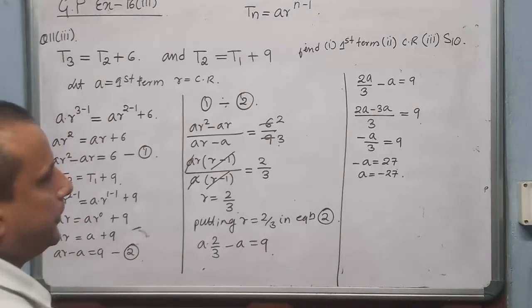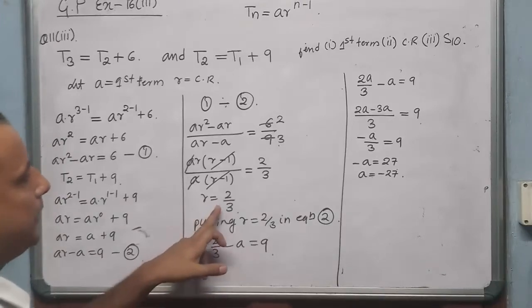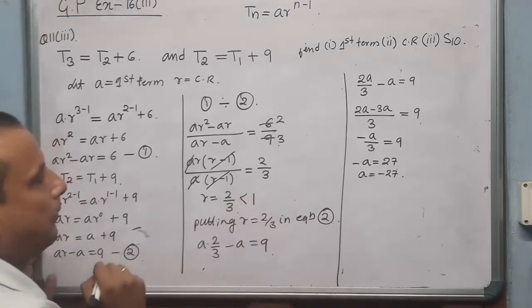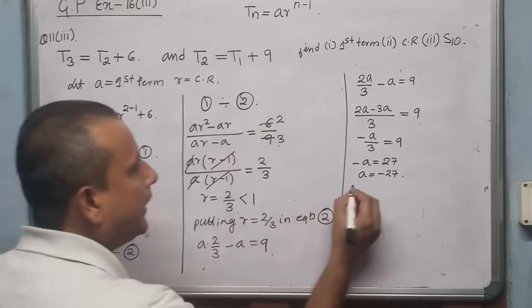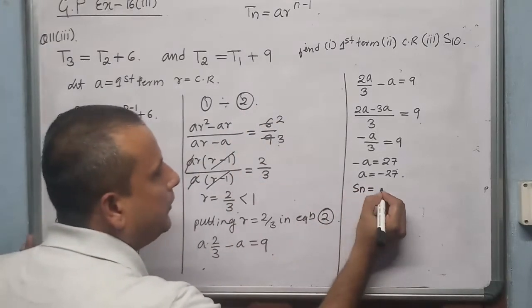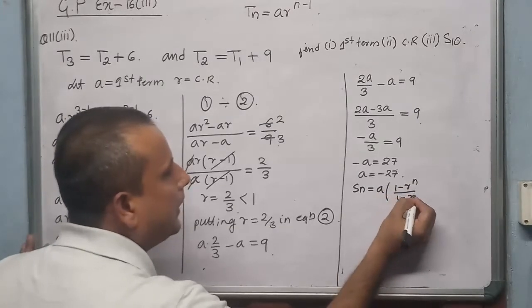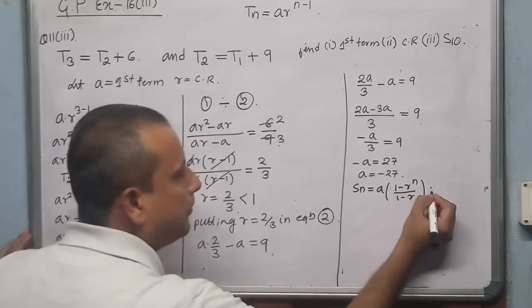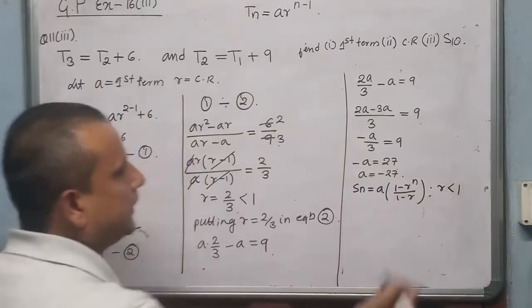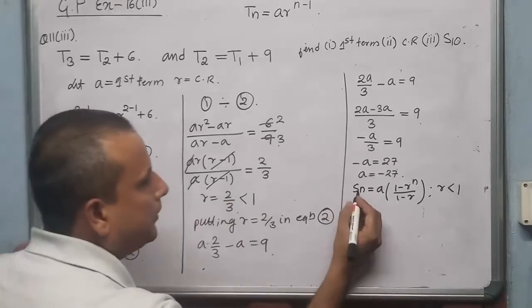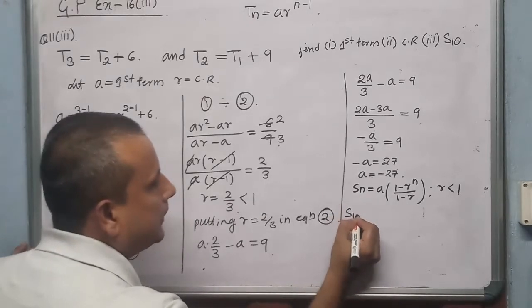This is the first step. Now the sum of the 10 terms. So here the common ratio, our common ratio is 2 by 3. 2 by 3 means this common ratio is less than 1. To calculate the sum of n terms, I'll use this formula: a(1 minus r to the power n) over 1 minus r. Because this formula will be used if the common ratio is less than 1. 2 by 3 is less than 1. So I'll substitute the respective values. S10 means n is 10.